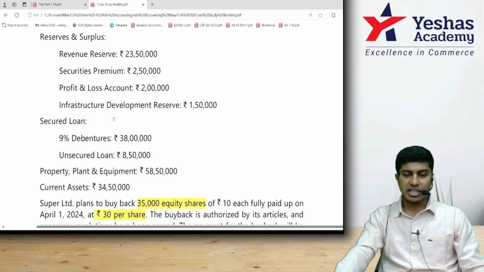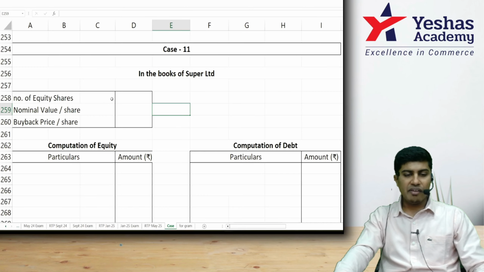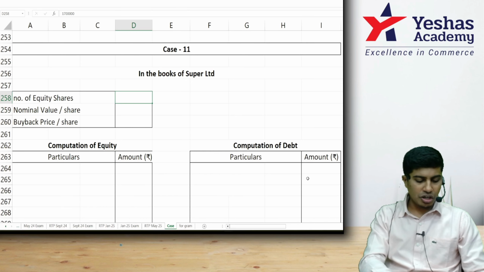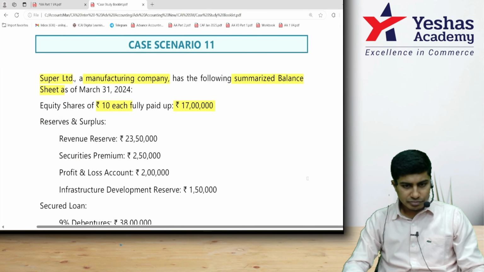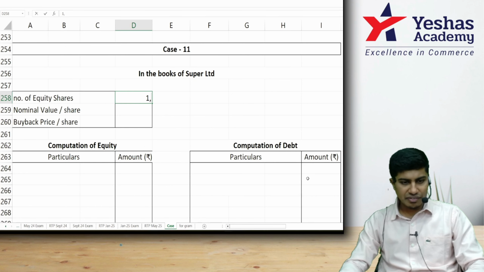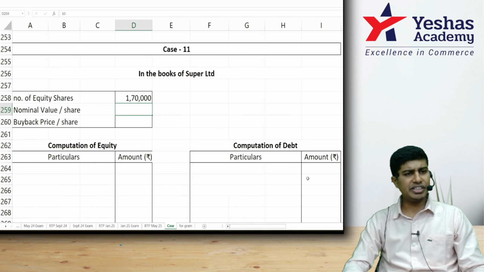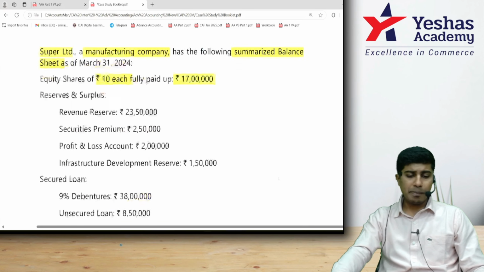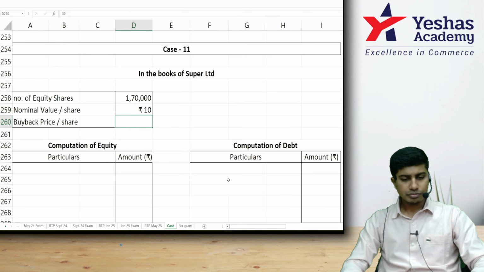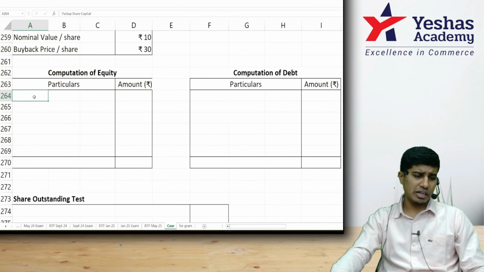You tell me how many shares are there in the question. Basically they have 17 lakh rupees, each share of rupees 10 each. Can I say there is 17 lakh rupees? Can I say 1,70,000 equity shares? Nominal value of each share is 10 and the buyback price is rupees 30. Let's compute the equity of the company.